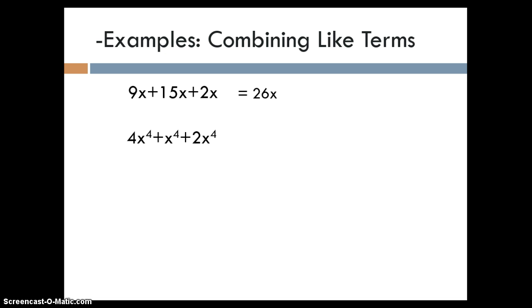Okay. And then a second example. 4x to the fourth plus x to the fourth plus 2x to the fourth. Do they have the same like terms? Yes. Then you can add them all together. What would that give you? 7x to the fourth. Perfect.